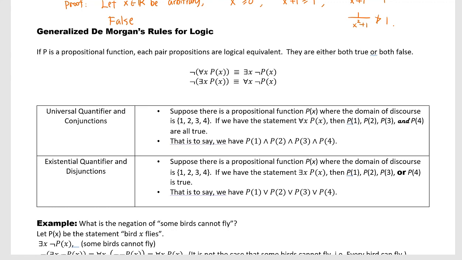First one, not for all x, P of x, is equivalent to there exists x, not P of x. Not there exists x, P of x is equivalent to for all x, not P of x. Well, how do we think? It's really like we distribute the not.